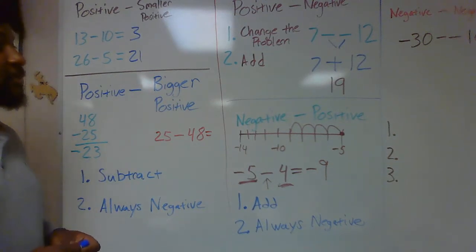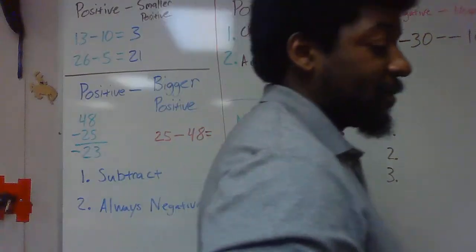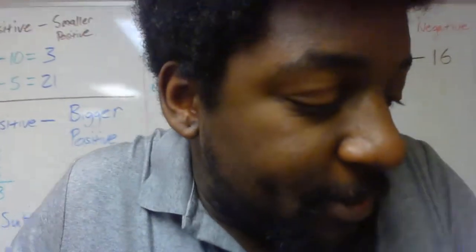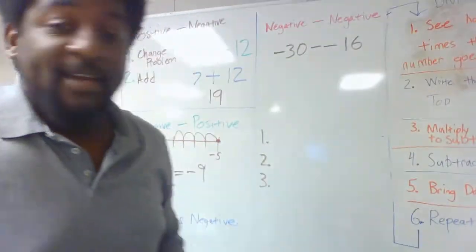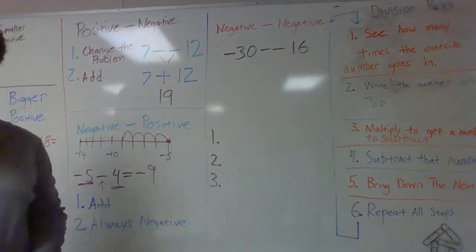Yeah, I know this is a lot of notes. Please make sure you're writing all this stuff, especially on this last one. This last one is the most difficult one that we're going to talk about this year. When you have a negative minus a negative, there's actually 3 steps that you need.